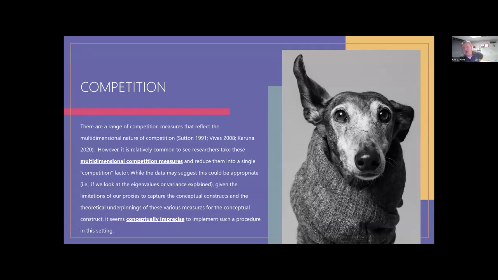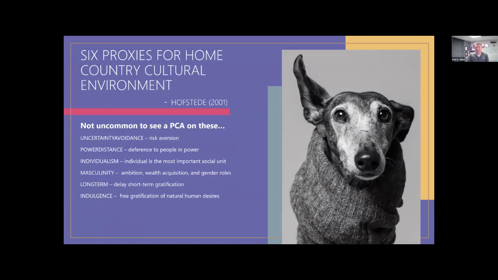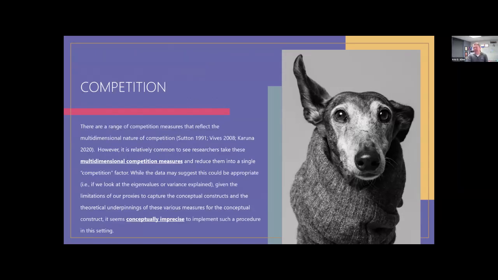So in our paper, we talk about a couple examples that we've seen, especially I've seen in the accounting literature. Okay. They are competition and Hofstede's cultural dimensions. Okay.